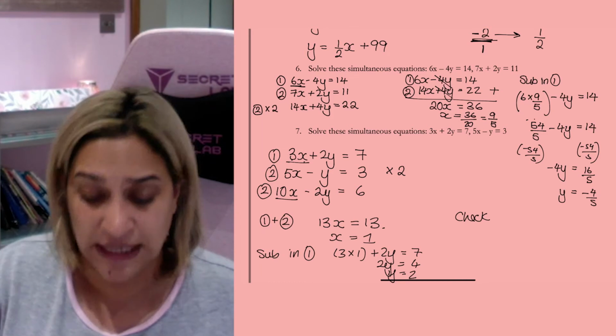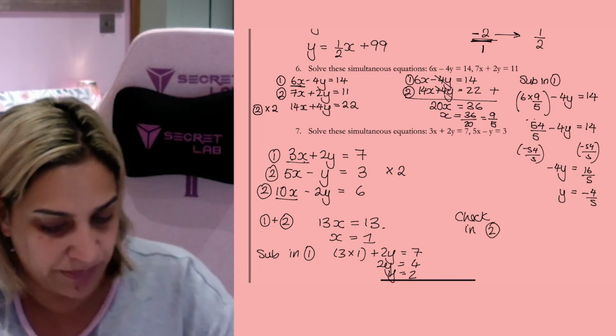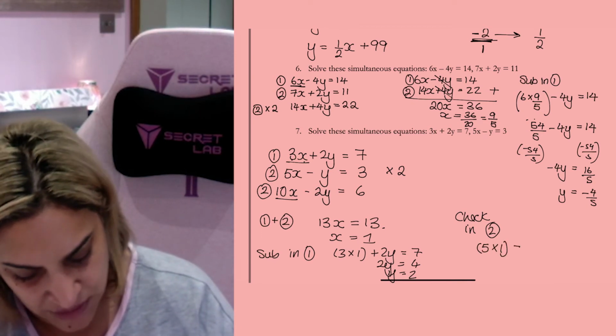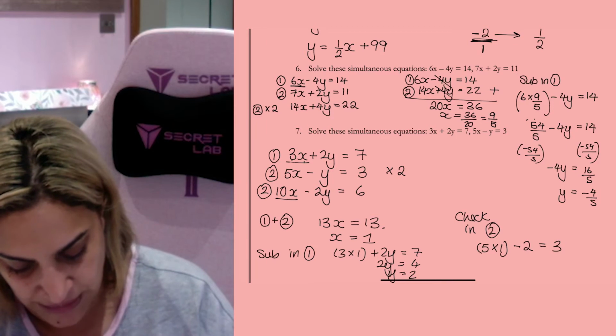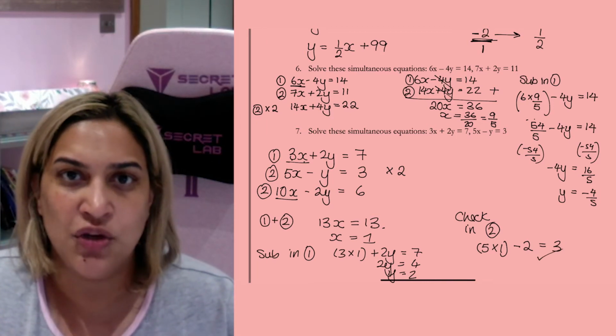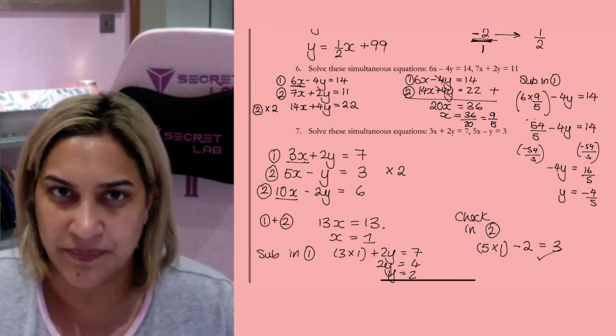I didn't do this in the previous one because I checked on the calculator. But if it was a non-calculator paper, you can check by putting it back into your equation, put back into your 2. So you get 5 times 1 minus 2, which equals 3. So you know you've done it right. And that way, you guarantee yourself always getting them right.